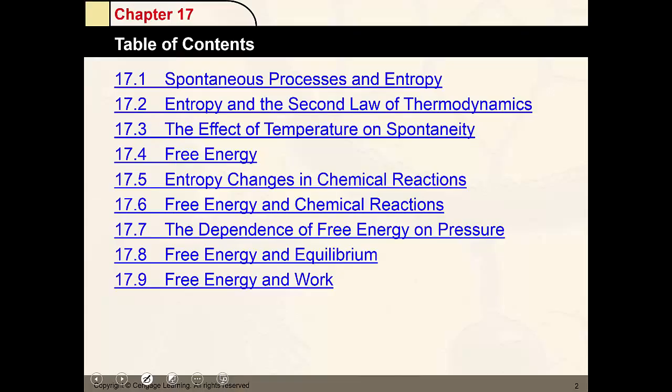So last chapter, we talked about the first law of thermodynamics, the fact that the energy of the universe is constant. And we talked about how much energy is involved in the change, if and when energy flows into or out of the system, and what form energy finally assumes. And so what we want to know in this unit is why a process occurs in a given direction.